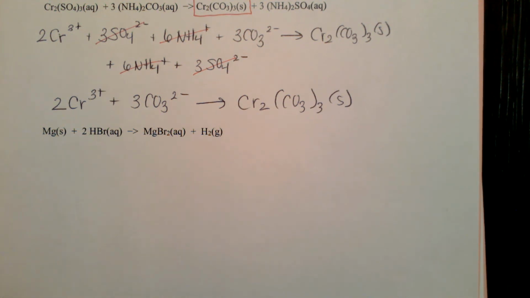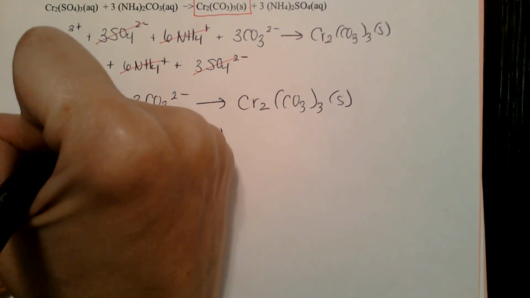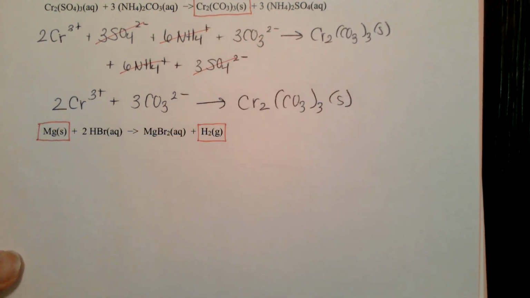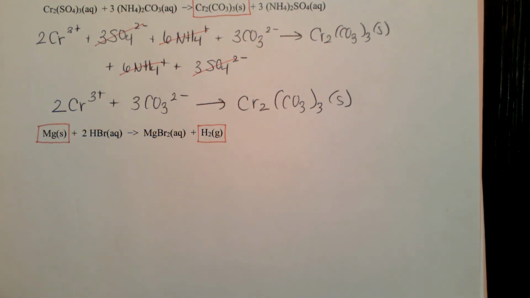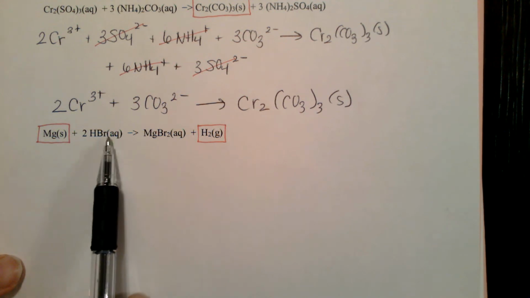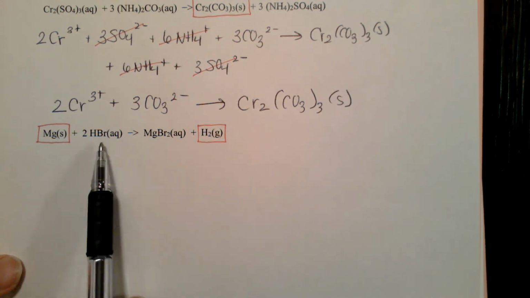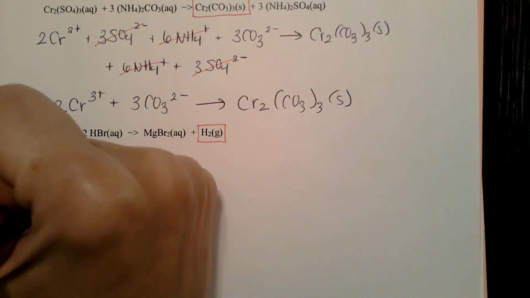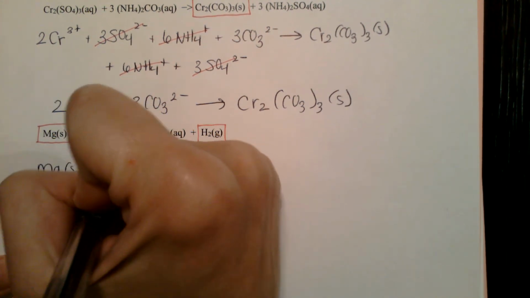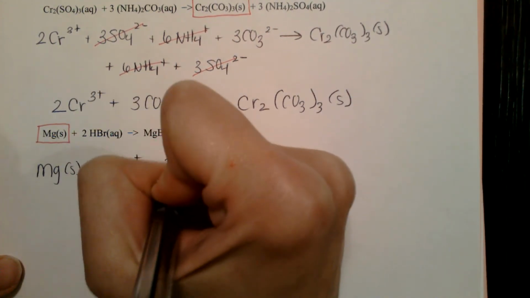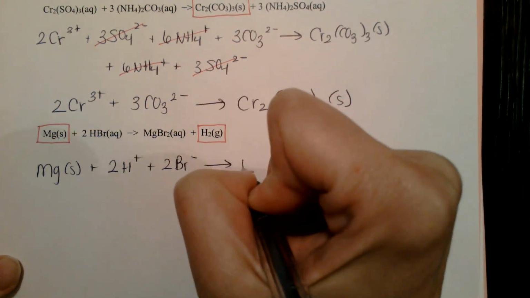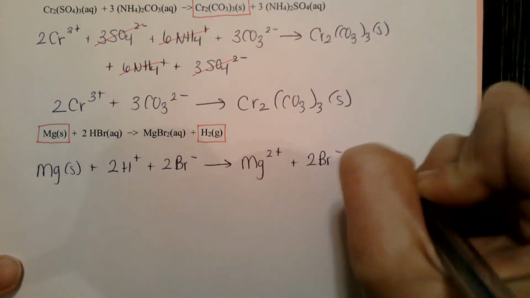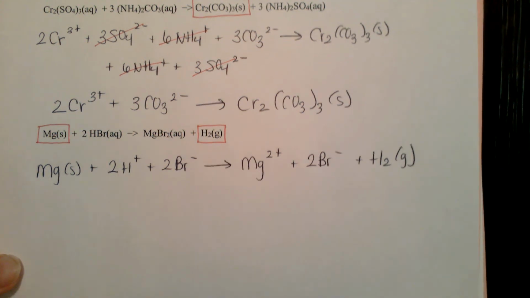Okay, so I'm going to look. Magnesium here is a solid, so this would be like magnesium metal. And over on this side, I have H2 gas. So that is also going to be a compound that I'm not breaking apart into ions. So my two compounds here that I'm going to break apart are HBr and MgBr2, where this and this are going to stay the same. So Mg solid plus 2H+ plus 2Br- arrow. Now we have Mg2+ plus 2Br- plus H2 gas.